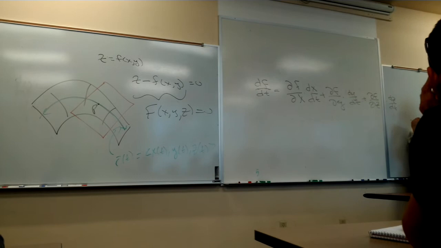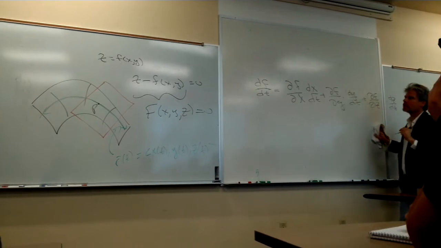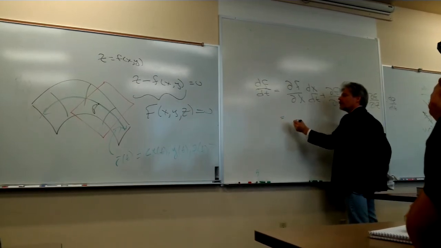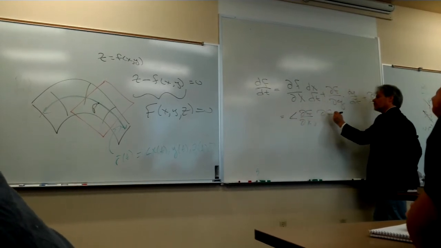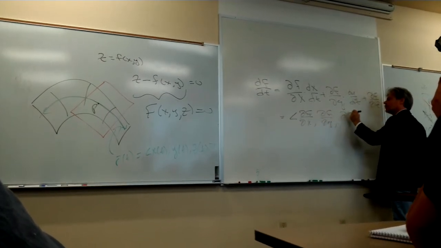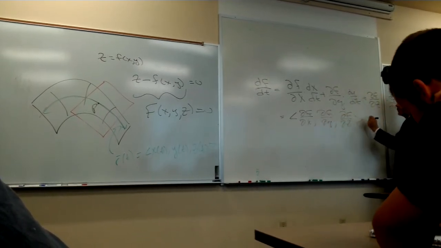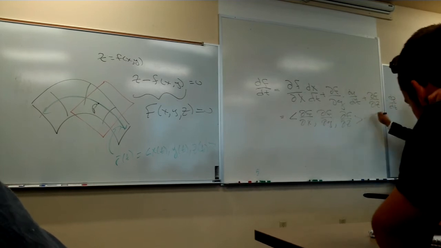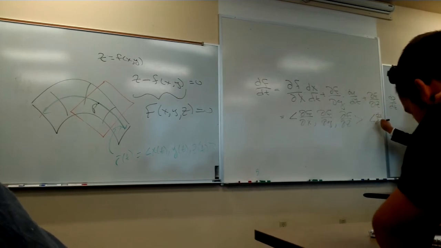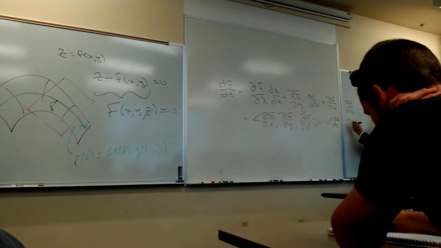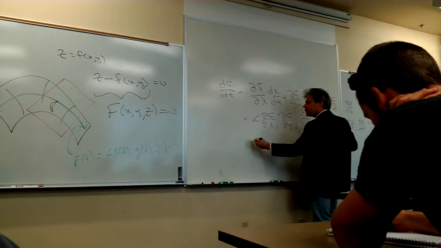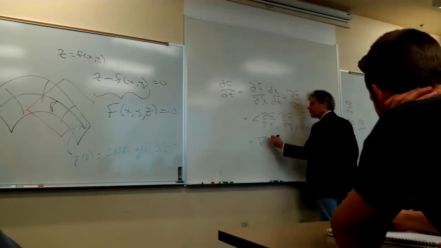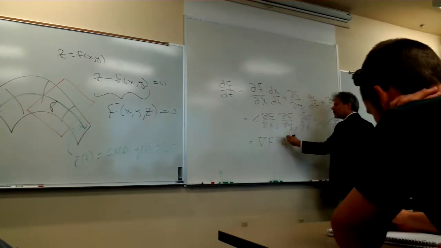Oh shoot, this looks familiar. This sort of looks like the dot product between this vector and this one. Oh, but shoot, this looks like the gradient of big F dotted with, isn't that just simply r bar prime of t?